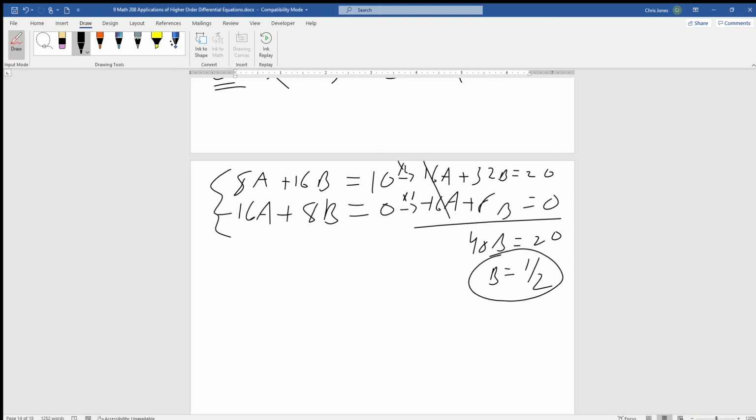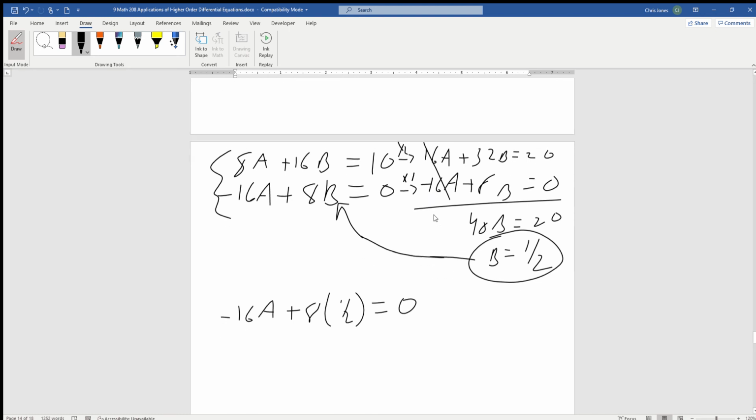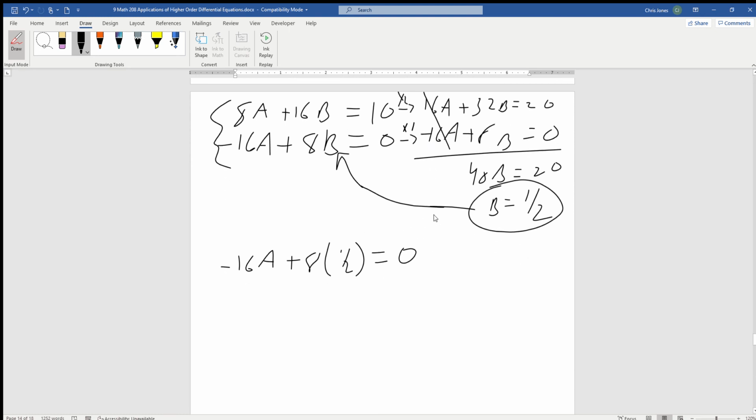And then we're going to substitute 1/2 back in for b, right here to make it nice and easy. Minus 16a plus 8 times a half is equal to 0. And then we can see that a is going to be equal to 1/4 for us. Negative 4 divided by negative 16 is 1/4.